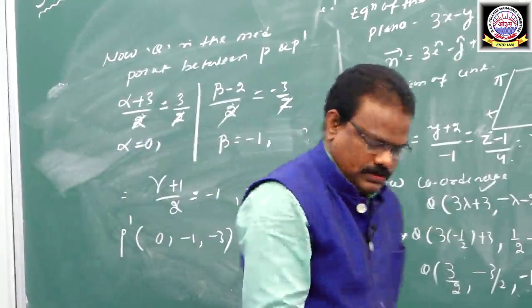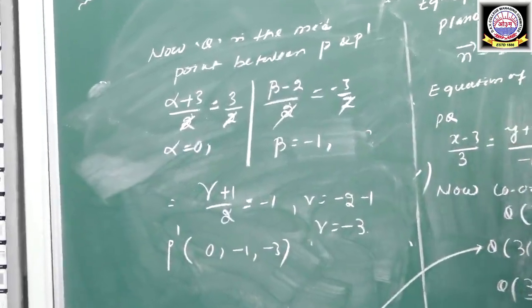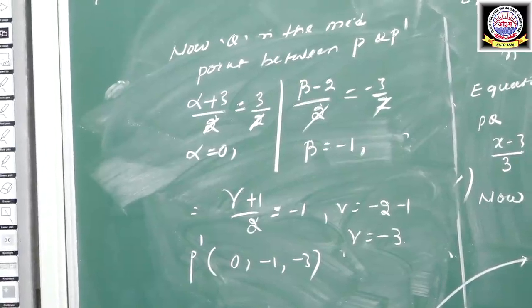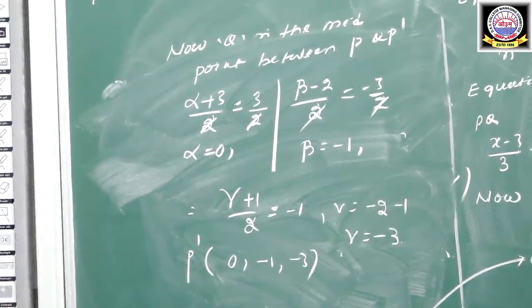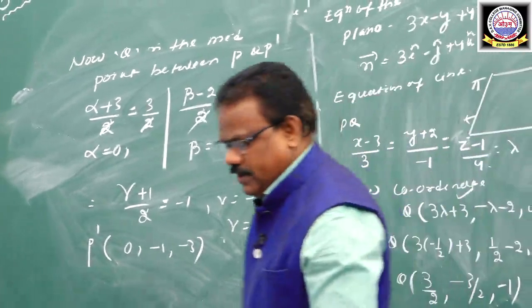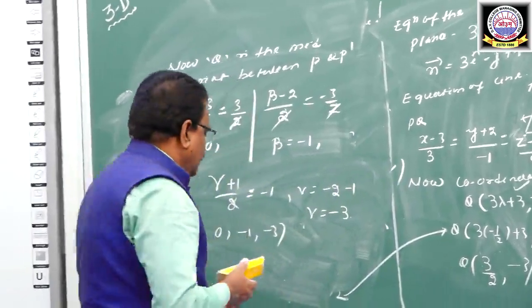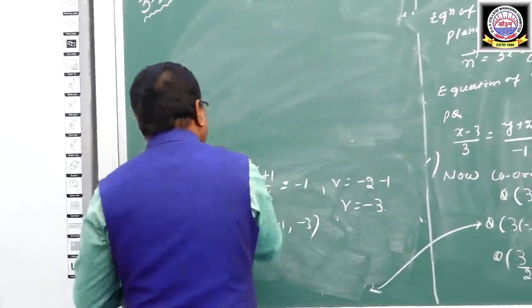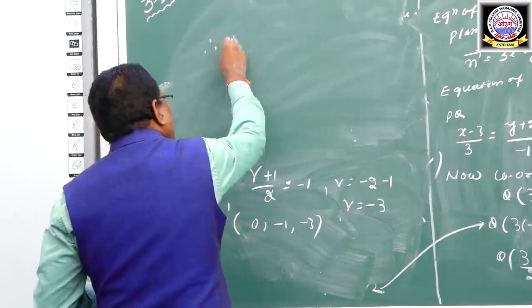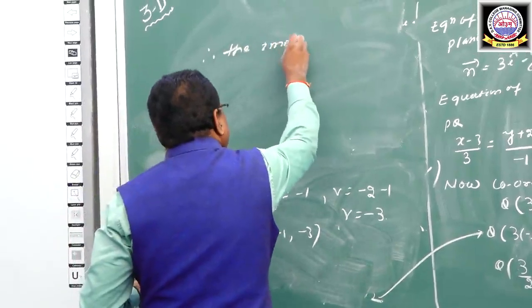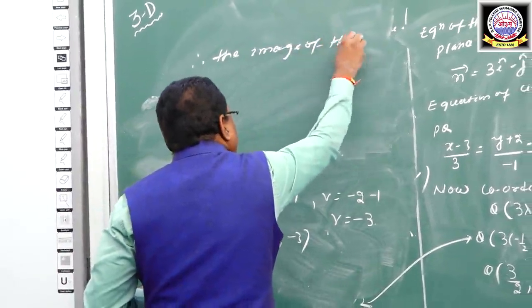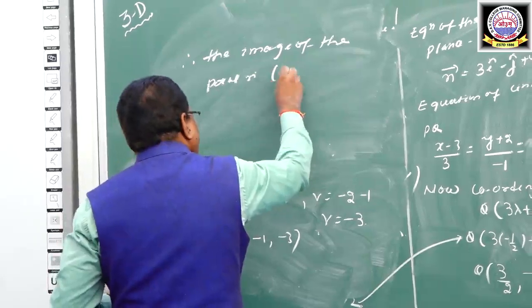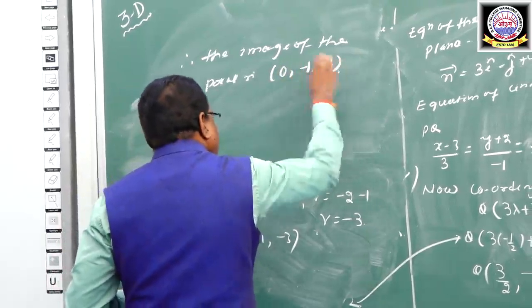So P dash coordinate is alpha 0, beta minus 1, gamma minus 3. Check. 0, minus 1, minus 3. So finally you can write, therefore the image of the point is 0, minus 1, minus 3.